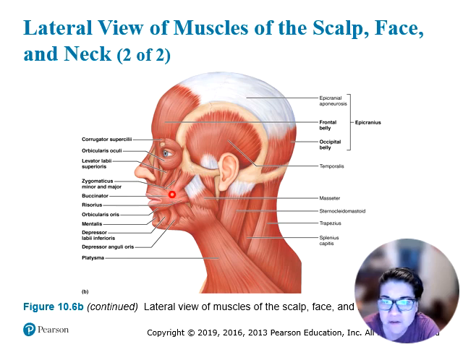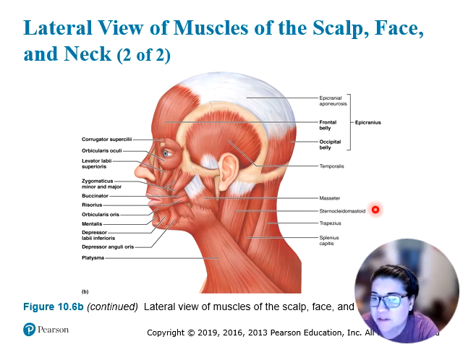Your buccinator also helps with chewing in here, and your risorius. And then you have your orbicularis oris, so don't get that confused with your orbicularis oculi. So this is around your lips. Mentalis is right here. This is a funny muscle. It causes your chin to wrinkle. It's strange. Depressor labii inferioris, and then depressor anguli oris. So that also moves your lips.